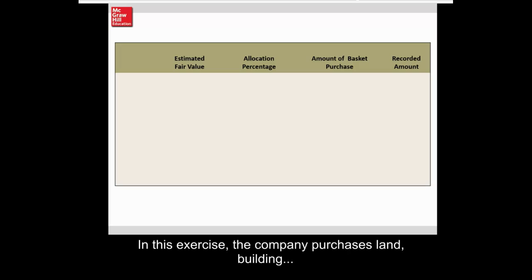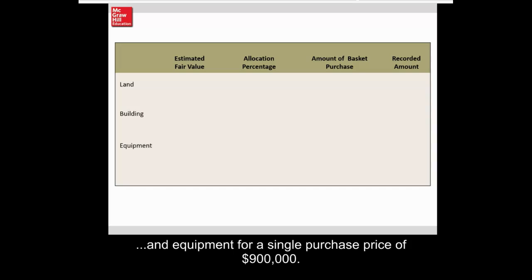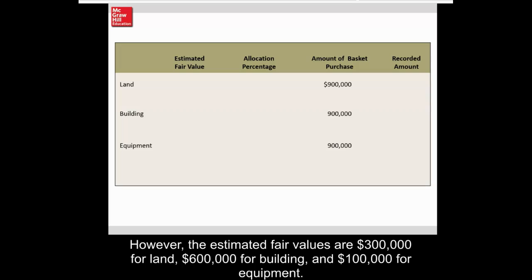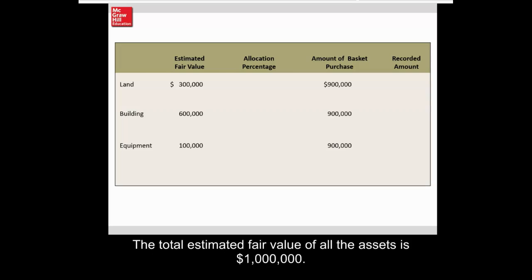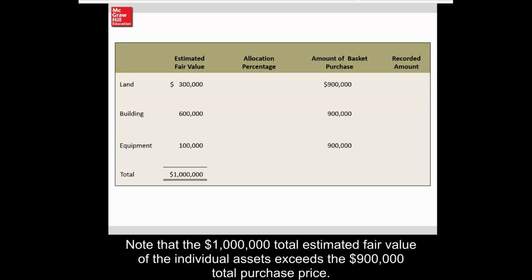In this exercise, the company purchases land, building, and equipment for a single purchase price of $900,000. However, the estimated fair values are $300,000 for land, $600,000 for building, and $100,000 for equipment. The total estimated fair value of all the assets is $1 million. Note that the $1 million total estimated fair value of the individual assets exceeds the $900,000 total purchase price.